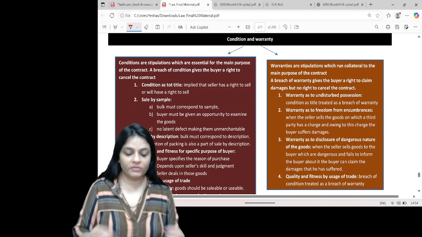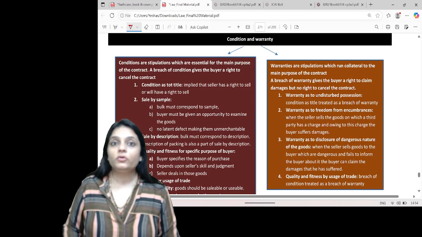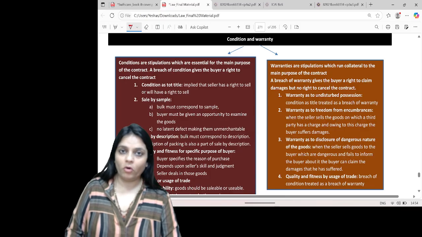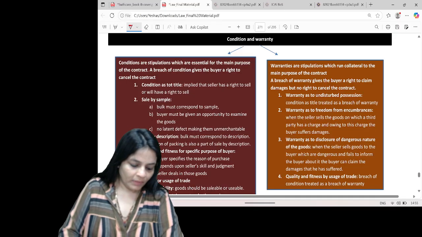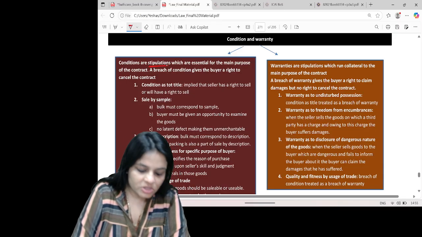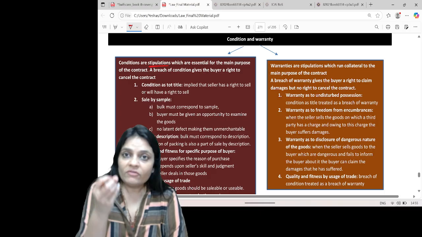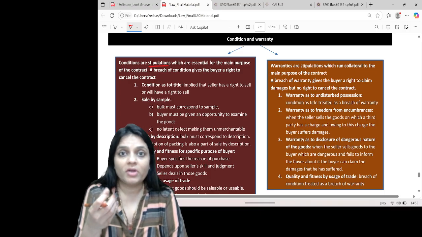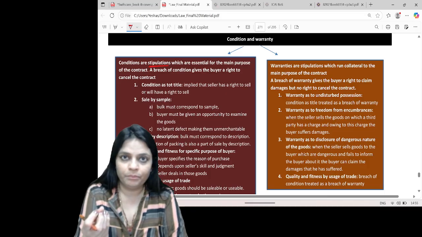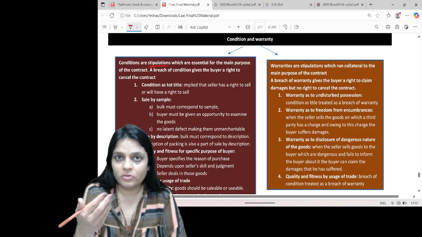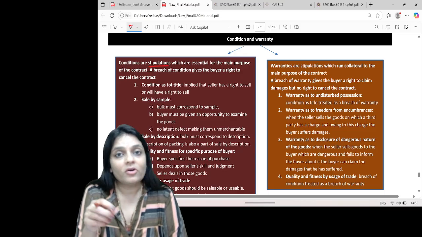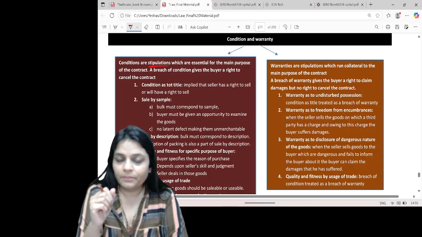Hello everyone. In this video, we are going to discuss Unit 2 of the Sale of Goods Act, which is conditions and warranties. Now, first, conditions: they are stipulations. Stipulations means agreements. They are the foundation of the contract, the basis on which the contract is made. It is important for the seller to fulfill these conditions, and if he fails to do so, the buyer can cancel the contract and can also claim damages.